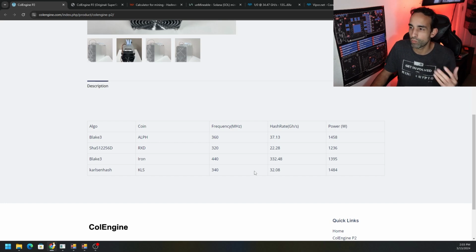So, right now, if you switch this particular machine to Alphium, your clocks will be around 360 megahertz. And it should be doing around 37.13 gigahash at roughly 1460 watts. Now, all the numbers you see here, right? For example, for Radiant, 22.28 gigahash, 1236 watts. For Ironfish, 332 gigahash at roughly 1400 watts. And Carlson Hash, 32 gigahash at 1490 watts.